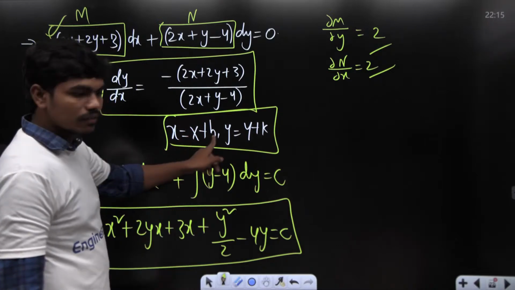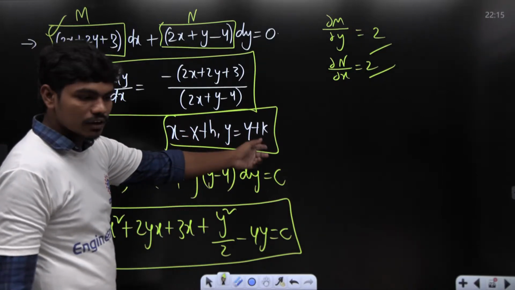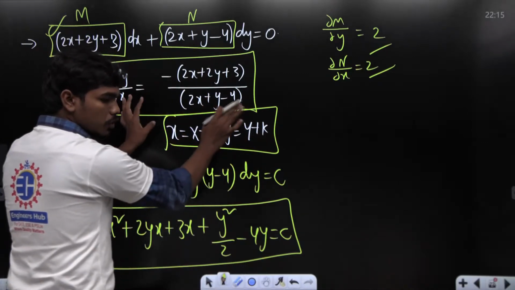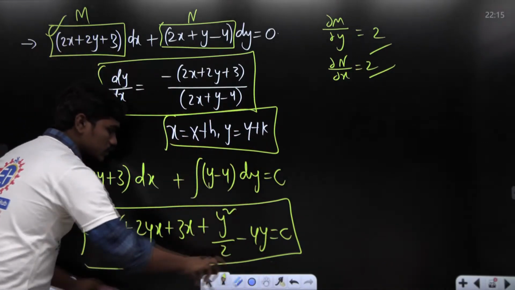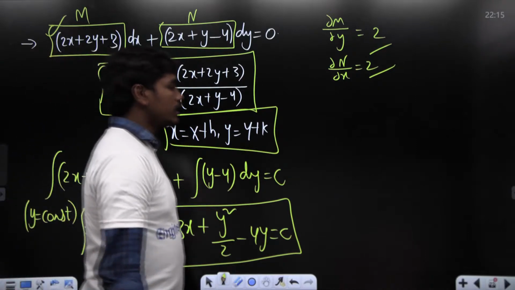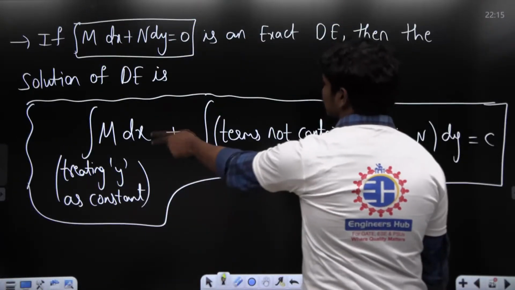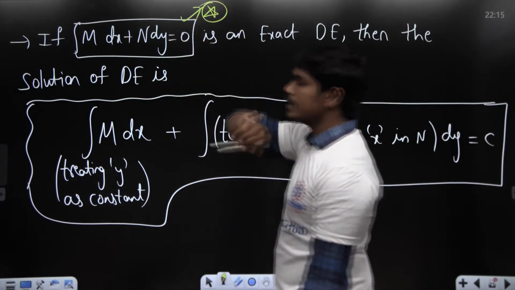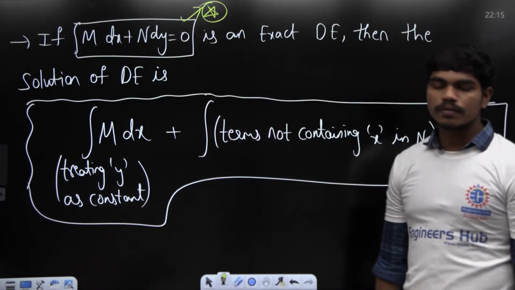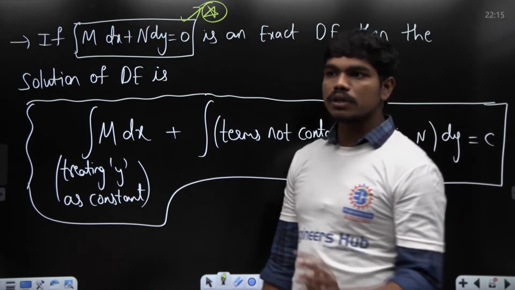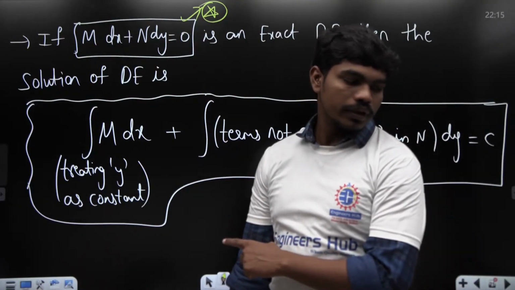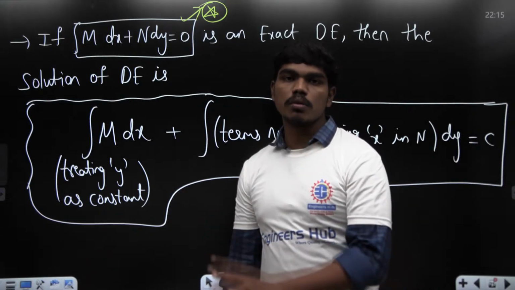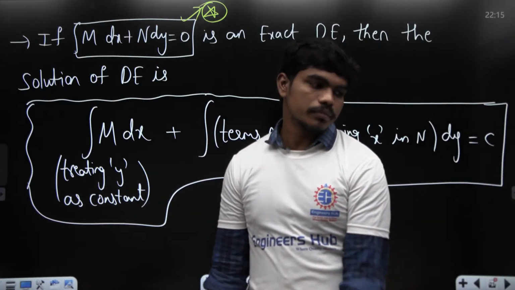By taking small x is equal to capital X plus h, small y is equal to capital Y plus k and all. Now after doing all these procedures, whatever solution you get will be the same as this solution. So that's why this formulation is really important whenever this DE is an exact DE. Clear to all of you? Did you understand what's the use of this formula here? If you know this formula, then your procedure for non-homogeneous equations gets reduced by a lot.